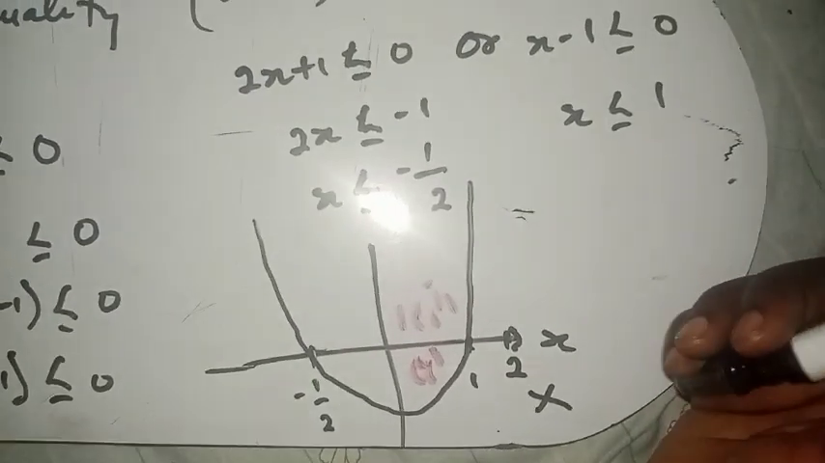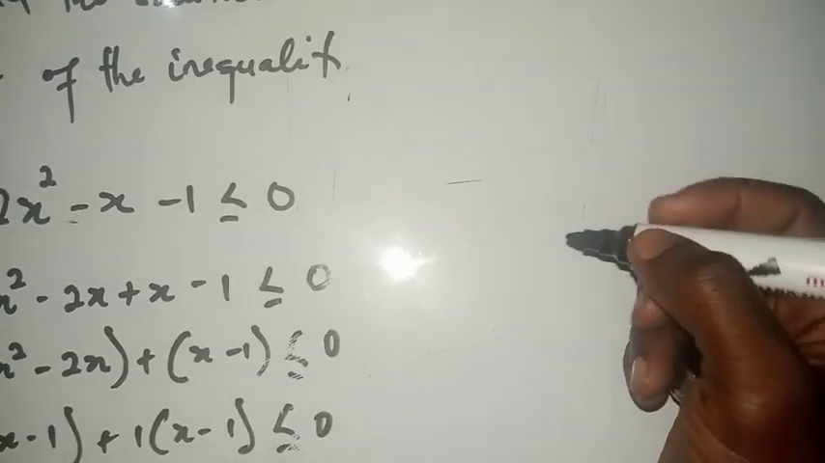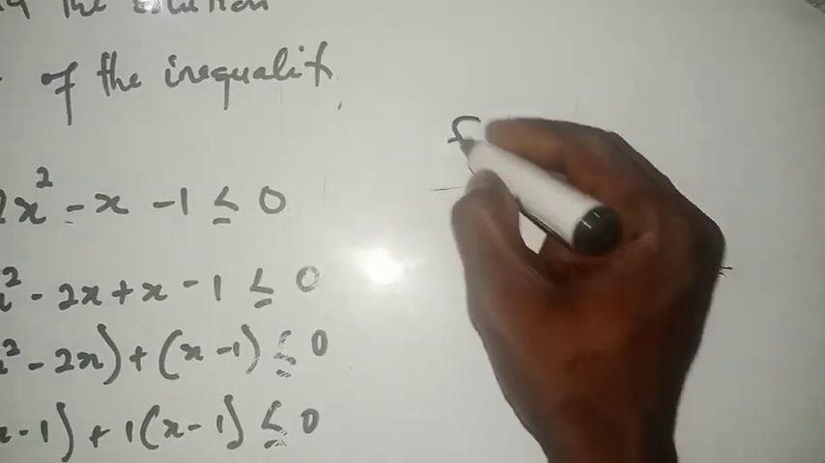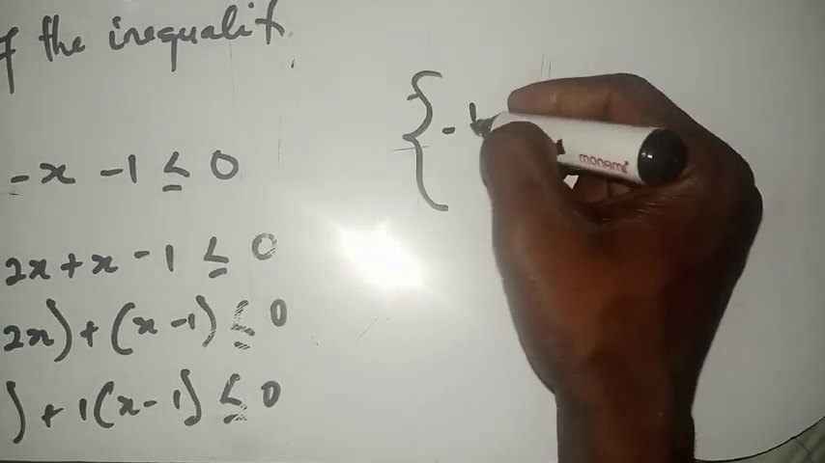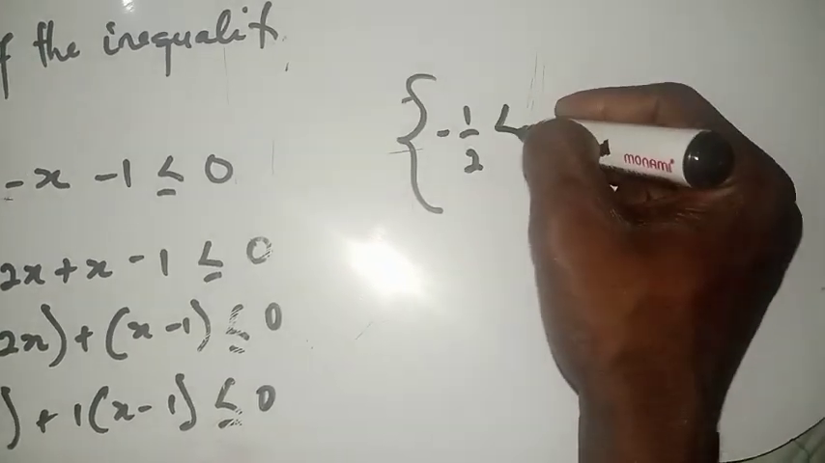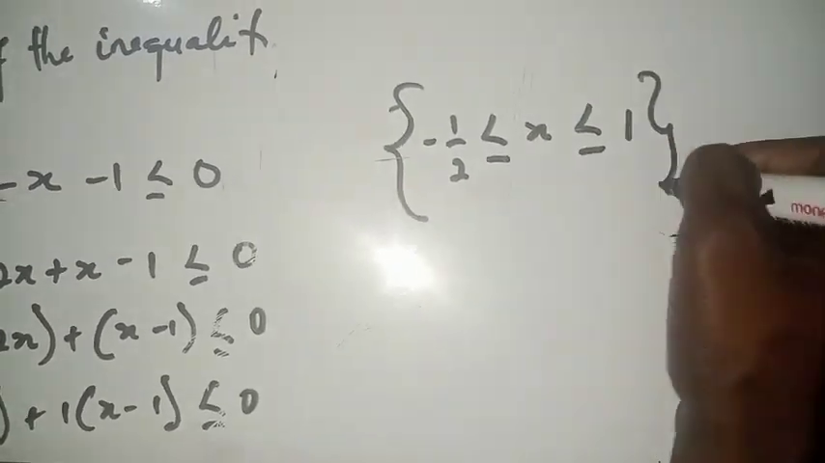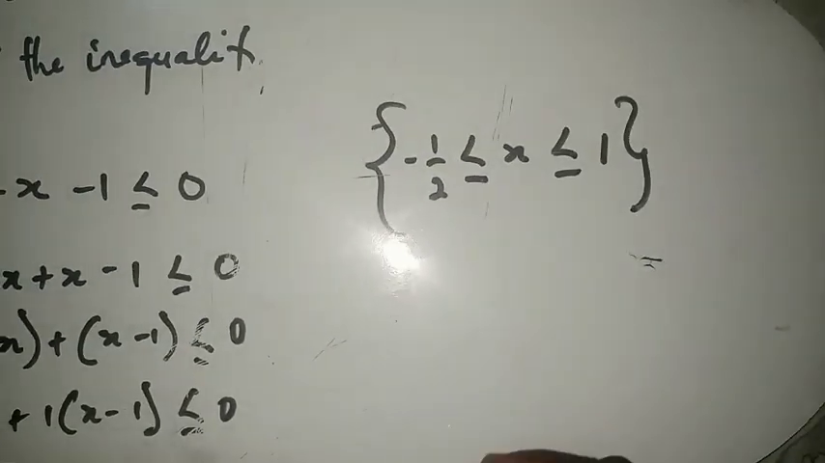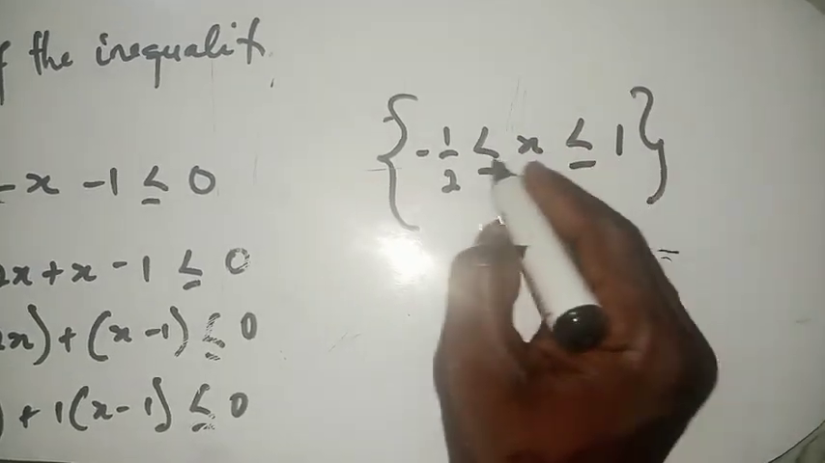Okay, so now let's have a look at the second question and see how you can go about it. Before you proceed with the second question, this is how your true state should be. With the set notation, we have negative 1/2 is less than or equal to x, and then less than or equal to 1. This is how you should write your solution set.